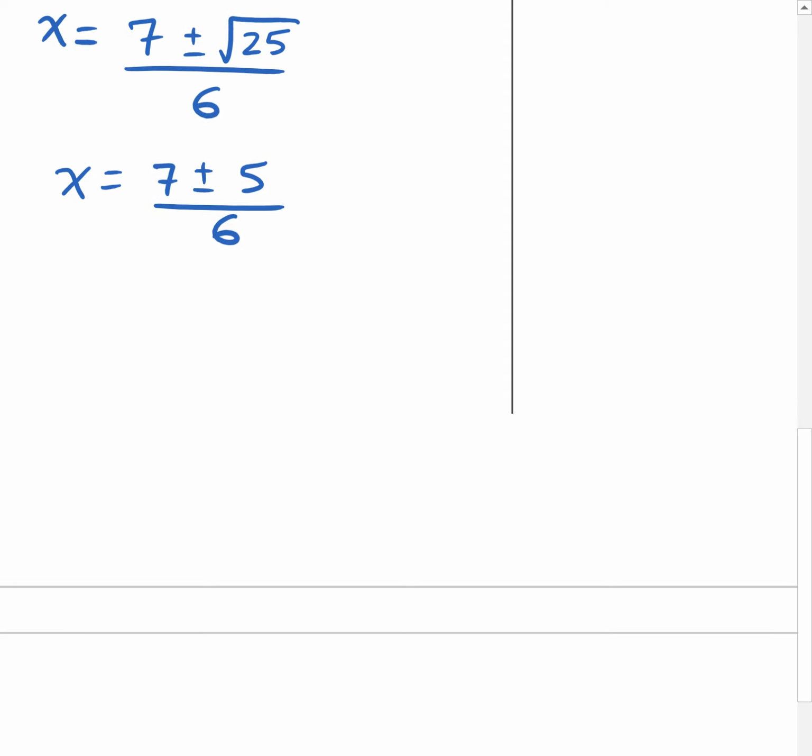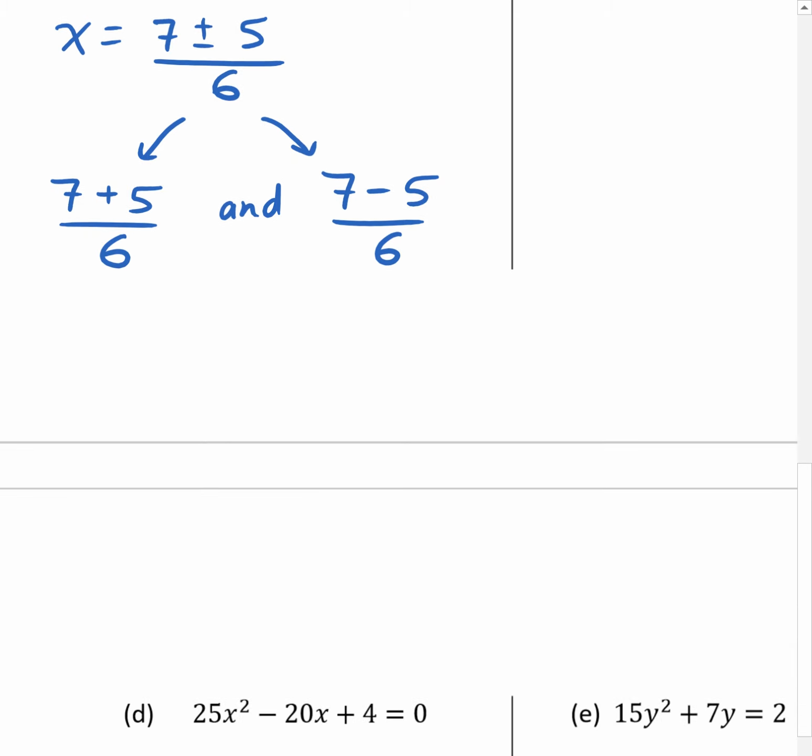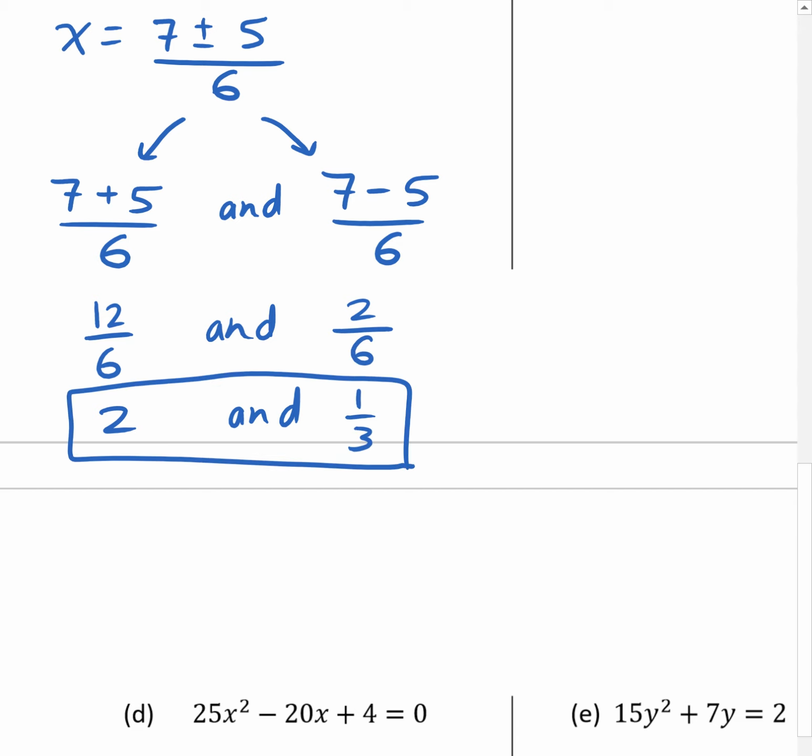The only thing we could do now is split this into the two solutions and try to simplify. So in one case, the plus or minus will be positive, and in the other case, it will be negative. Now we'll just simplify both of those and we'll be done. Here, 7 plus 5 is 12 over 6, which is 2. On the right, we have 7 minus 5 over 6, that's 2 over 6, or 1/3. And there you have it.